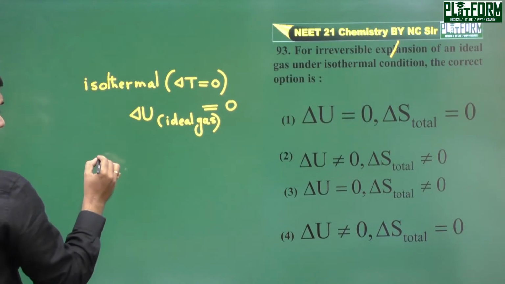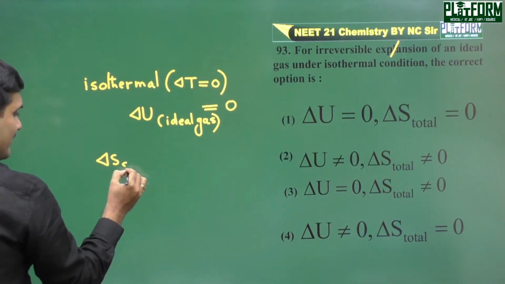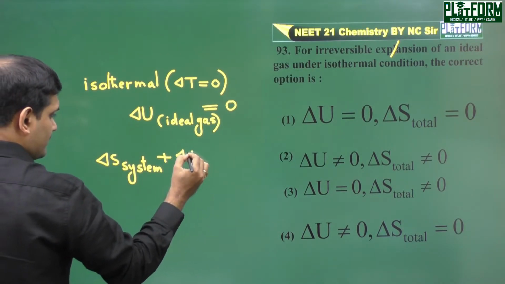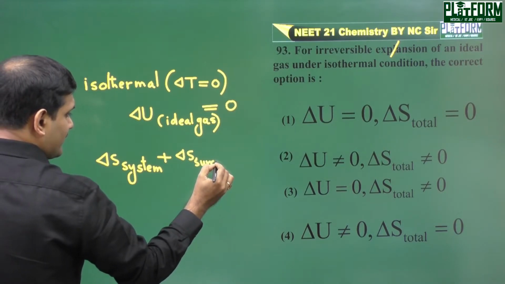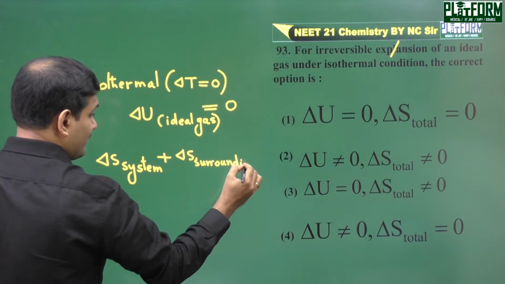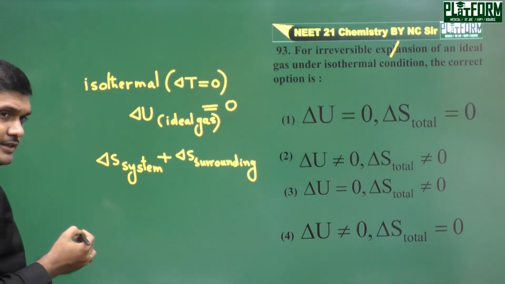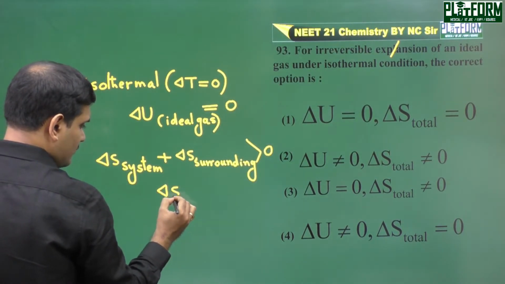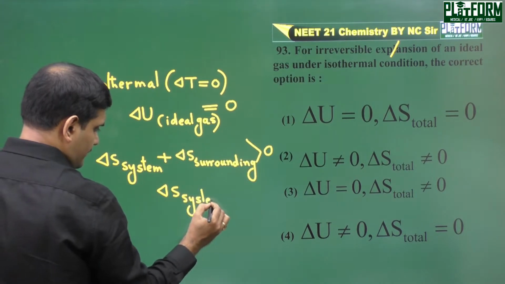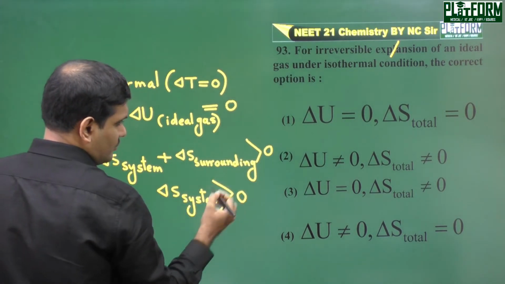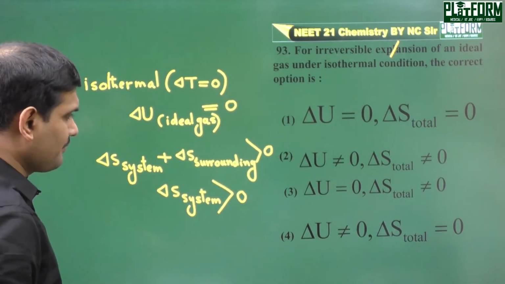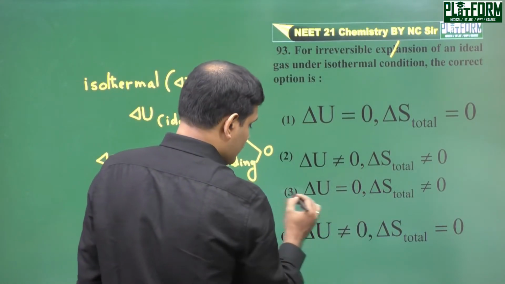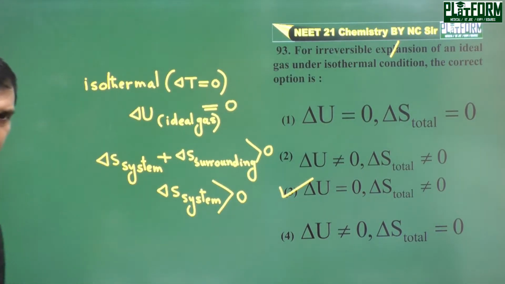Now what will be the delta S? Delta S means delta S system plus delta S surroundings. Now for irreversible expansion, the delta S total is always increasing. Delta S system will be greater than 0. So no doubt we have the correct option: delta U is 0, but delta S total is not equal to 0. That should be the correct option.